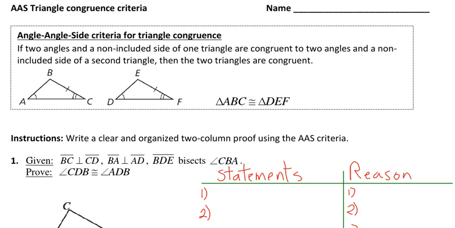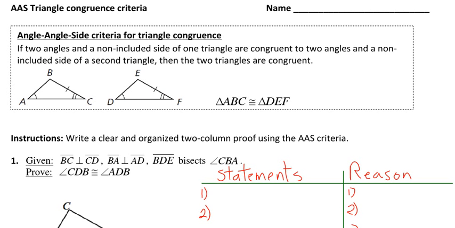So notice here that you have two consecutive angles and one of the sides that is not included between these two angles. So this side, or it could be the other one, as long as the side is not included between the two angles. So angle, side, and the same thing on the other triangle, angle, side.